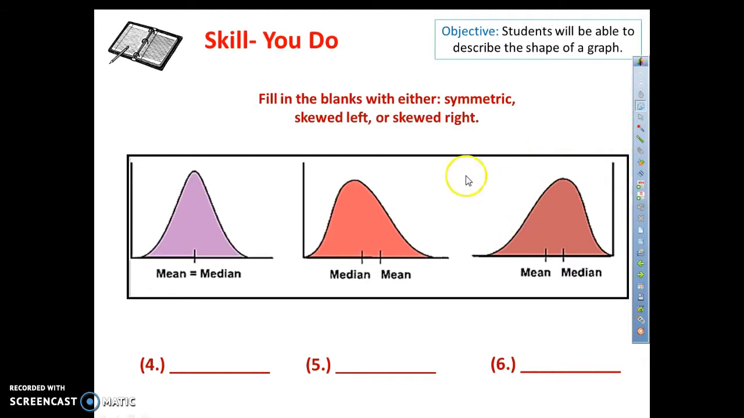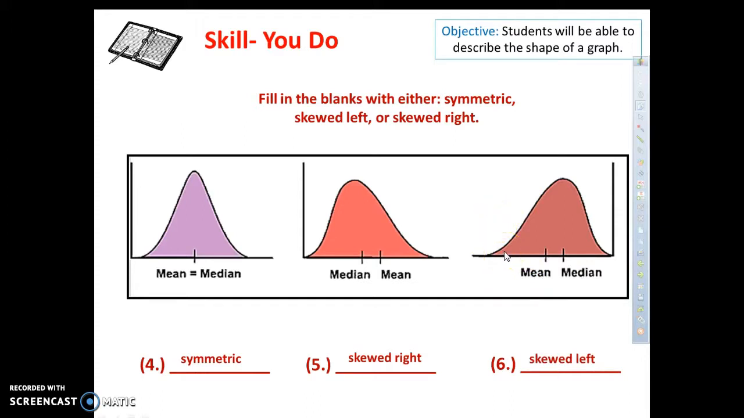Alright, so these problems, here I have mean equal to median. That is going to produce a symmetrical curve. Here, notice my data is being pulled out here to the right. That's skewed right. Additionally, the mean is greater than the median. If my mean is on the right side of my middle, then it is skewed right. Here, my mean's on the left side of my median, so it is skewed left. And we have the longer left tail.